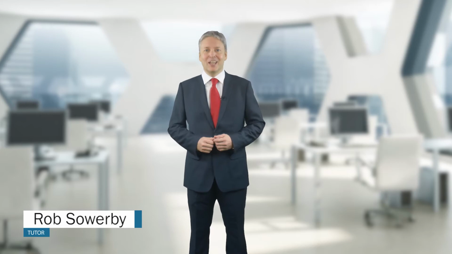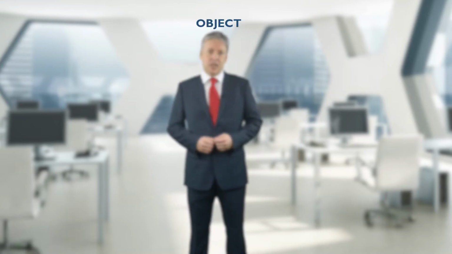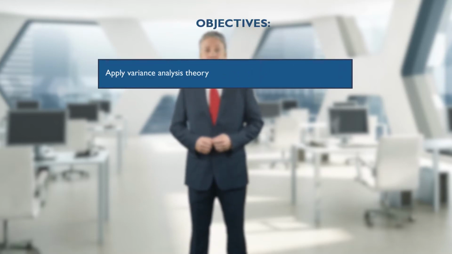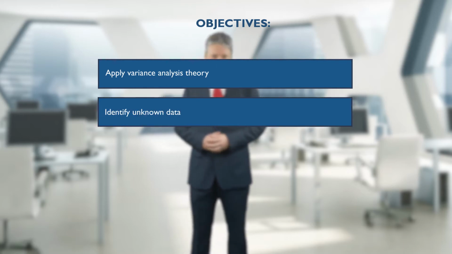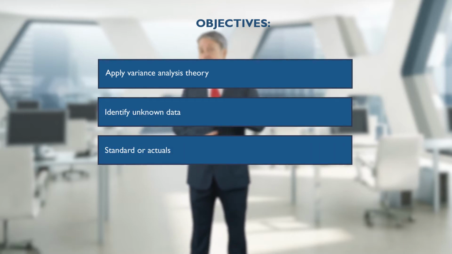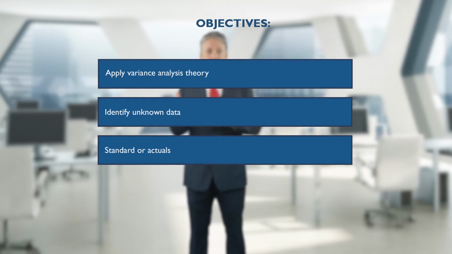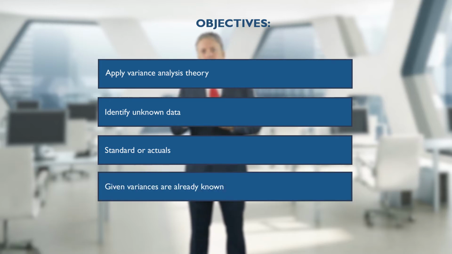Hi, we're looking here at backward variances. The objectives for today are to apply variance analysis, as we already know, to identify unknown data. The unknown data may either be the standards or the actuals, and the issue about what we're doing here is we're using variances that are already known.